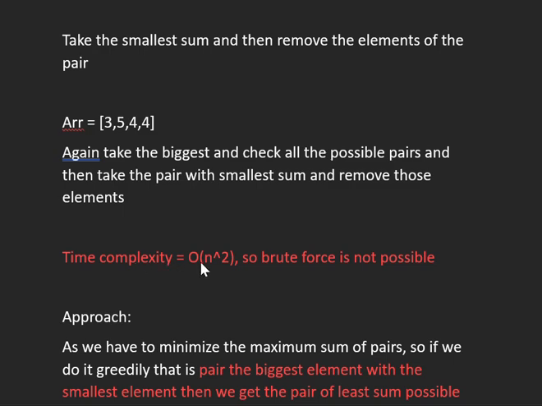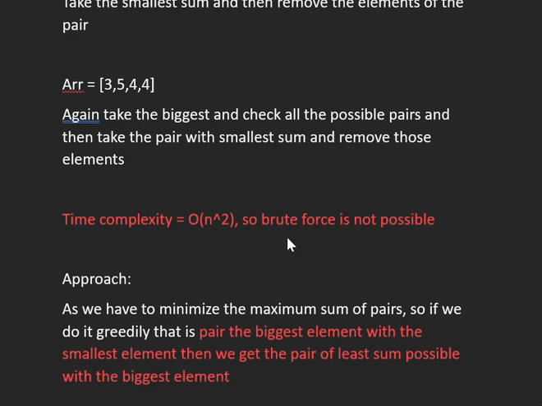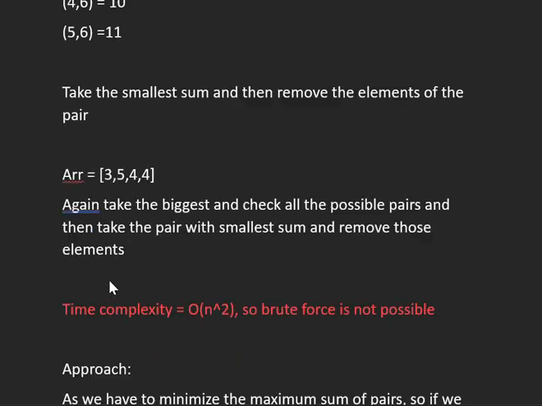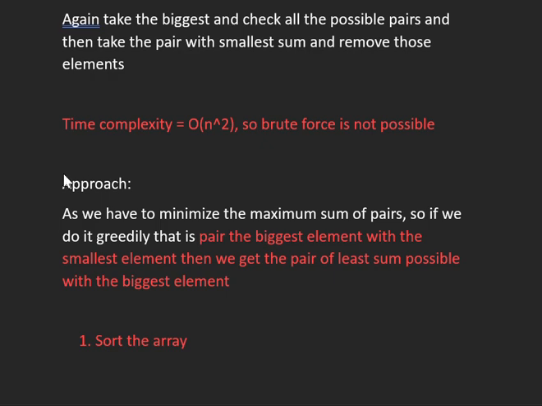That's why the time complexity will be O(n square). But our constraint says that the allowed time complexity is O(n log n), so brute force is not possible. But if you have noticed here, the pairs that we are making are, for every largest number, pairing it with the smallest number, then the second largest and second smallest.